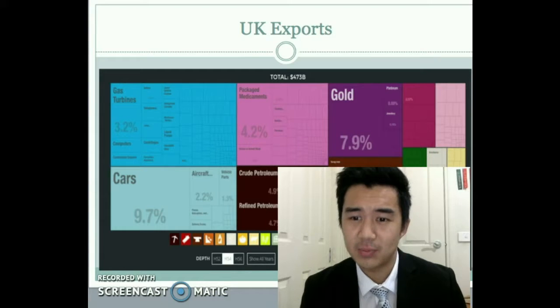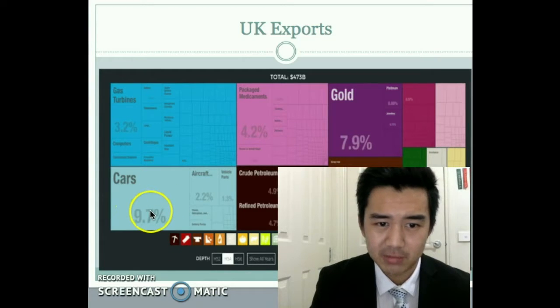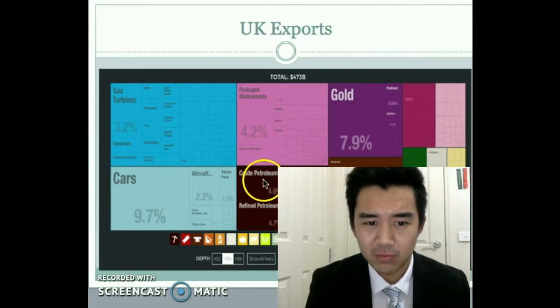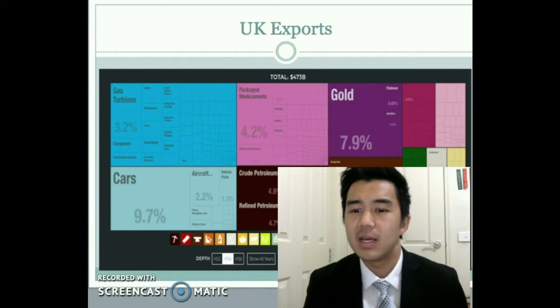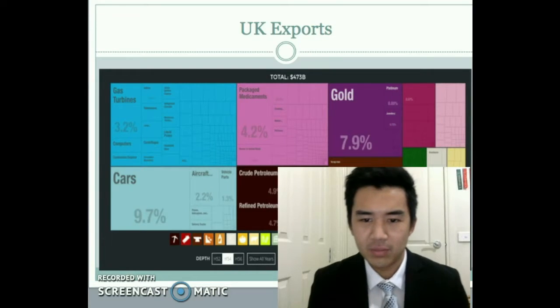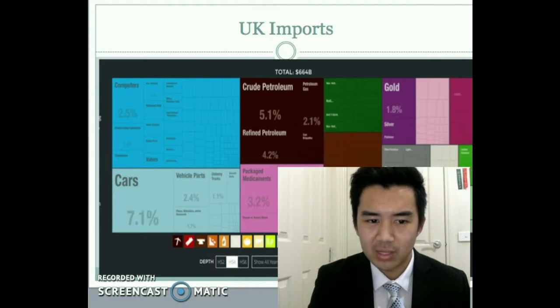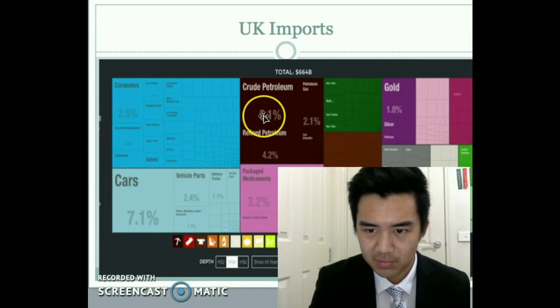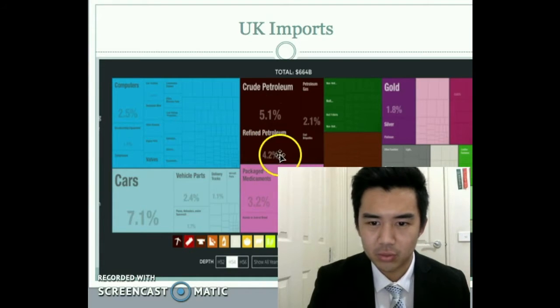The most recent exports are led by cars by 9.7%, gold of 7.9%, and crude petroleum, which is 4.9%. In terms of imports, UK have imported 663 billion US dollars, making it the world's 5th largest importer in the world. Imports have included cars, which is 7.1%, crude petroleum of 5.1%, and refined petroleum of 4.2%.